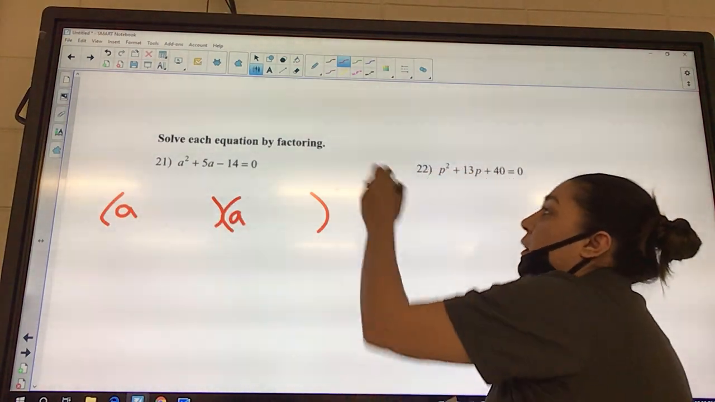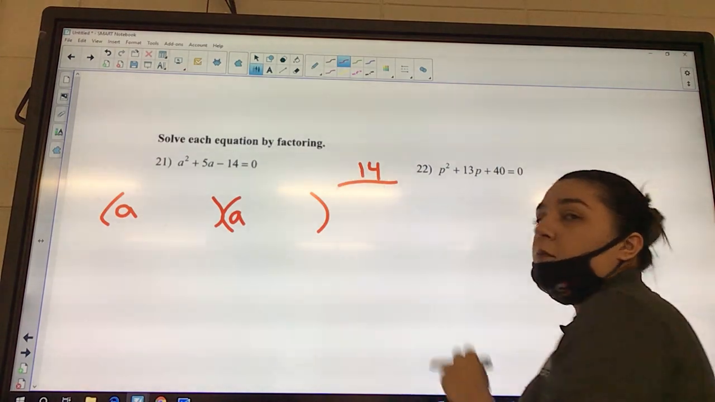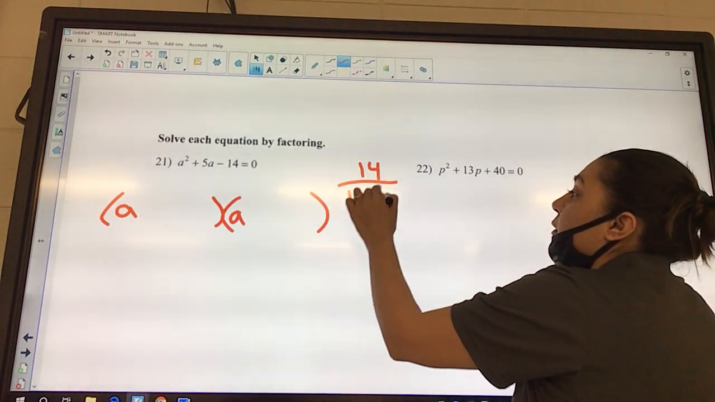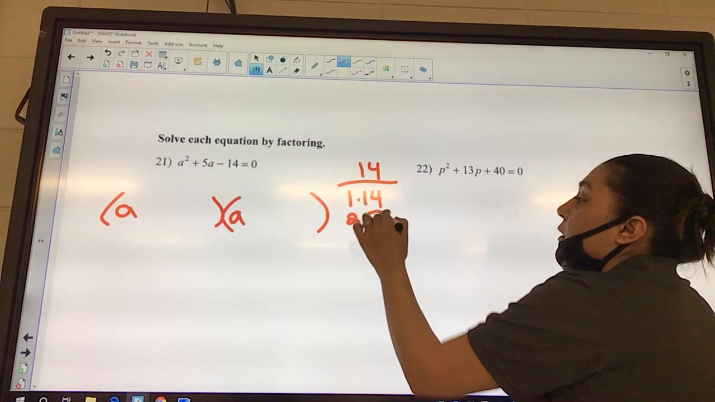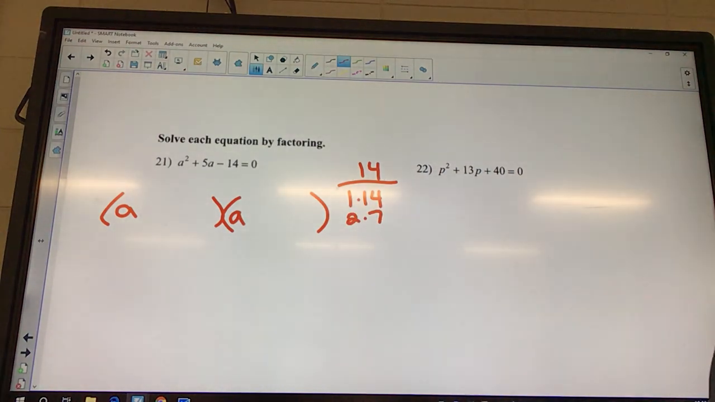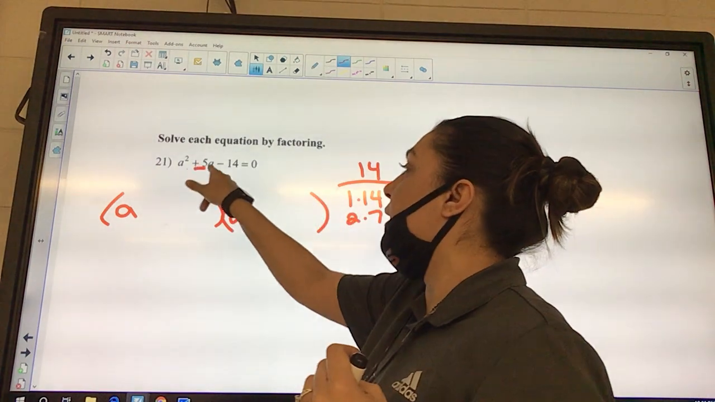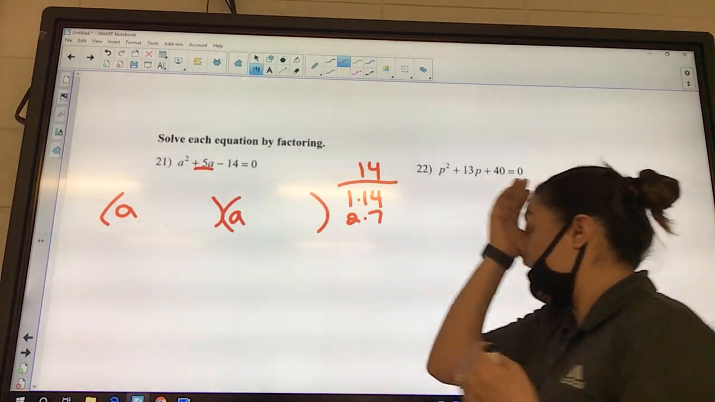We need to find factors of 14. What are some factors of 14? 1 and 14, 2 and 7. Does 3 go in? No. 4, no. 5, no. 6, no. And 7 is on the list. So of these numbers, I need some to add or subtract to give me a 5. 2 and 7.